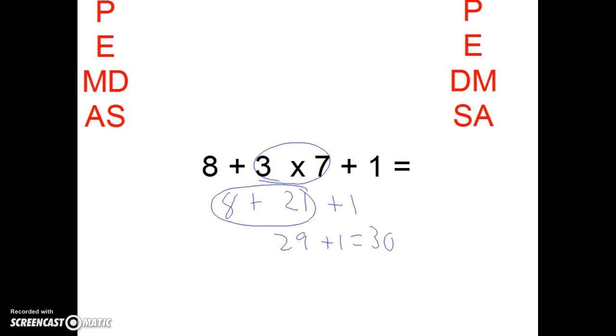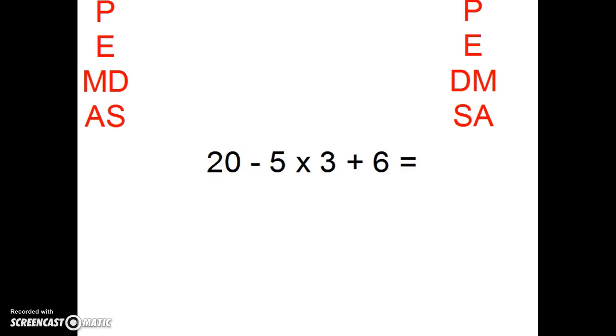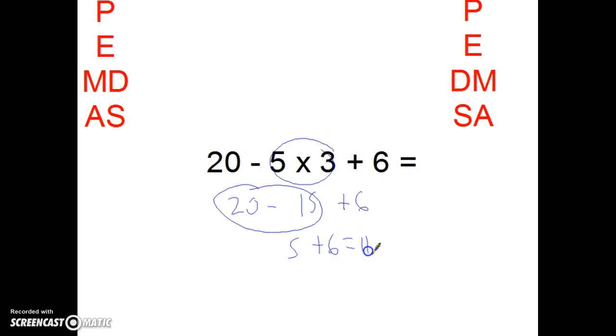And last one. 5 times 3 is 15. So I got 20 minus 15 plus 6. Subtracting comes before adding because it's first in line. I got a 5. 5 plus 6 equals 11. Hopefully this video will help you with the beginning stages of order of operations.